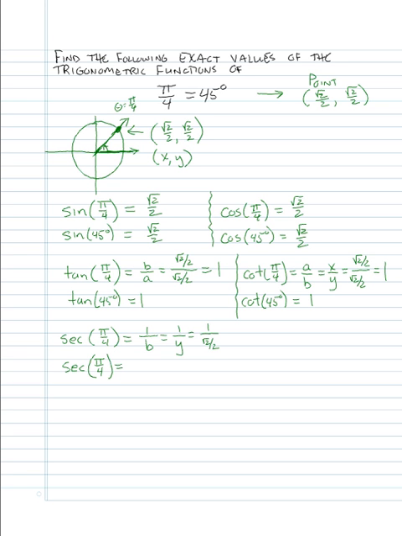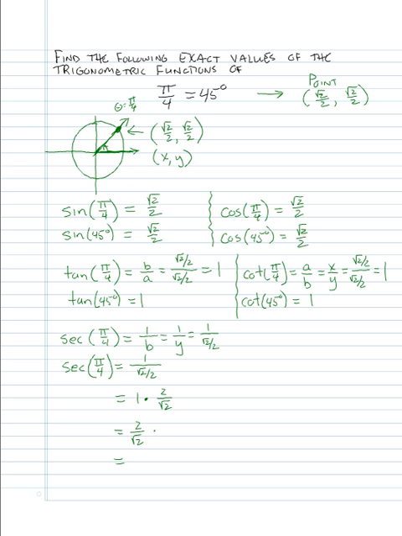Now that we've decided what it is, let me just rewrite it: 1 over the square root of 2 over 2. But when we divide by a fraction, that's the same thing as multiplying by the reciprocal, isn't it? So we'll write this as 1 times 2 over the square root of 2. Well, of course, that is just 2 over the square root of 2. And 2 over the square root of 2, we should rationalize.